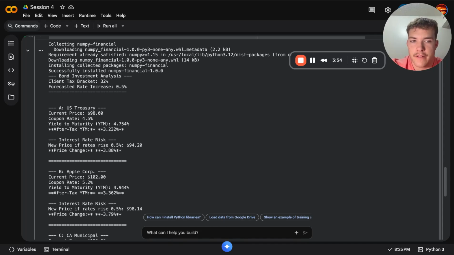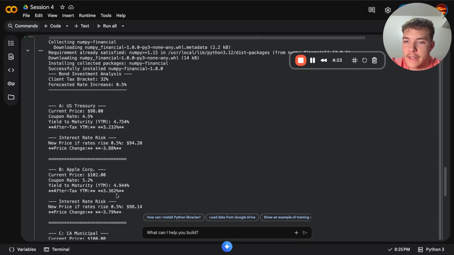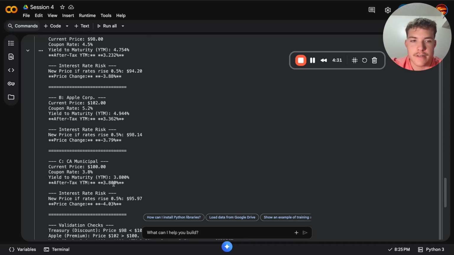So the analysis that we have here, we're breaking down the summary table, like we said, for the 68-year-old client, who is risk averse. Let's look at the after-tax YTM. This is our income signal. The Treasury gives the client about 3.24, or 3.23, excuse me. And then the Apple gives the client 3.36, and the California municipal bond, if we can get down here, gives us 3.8.